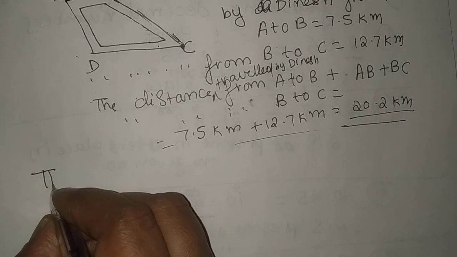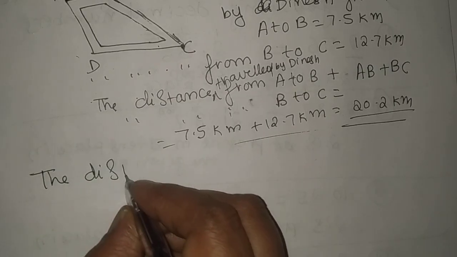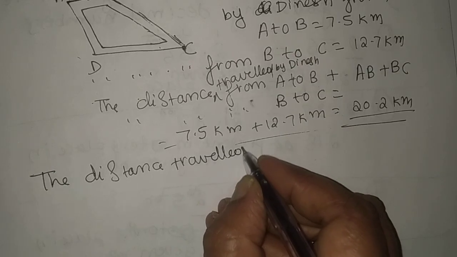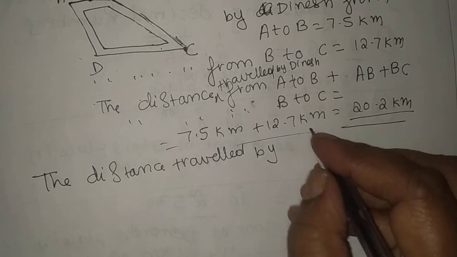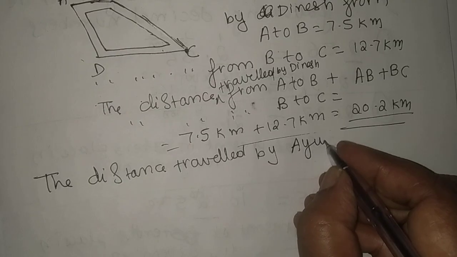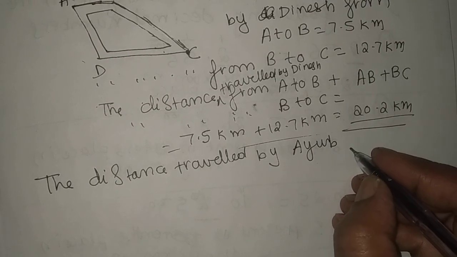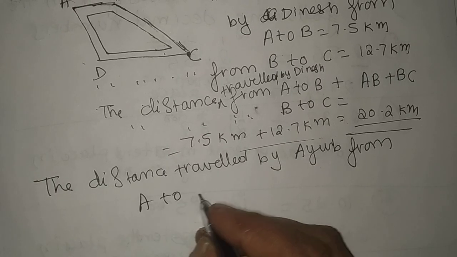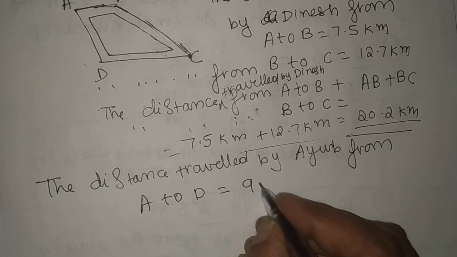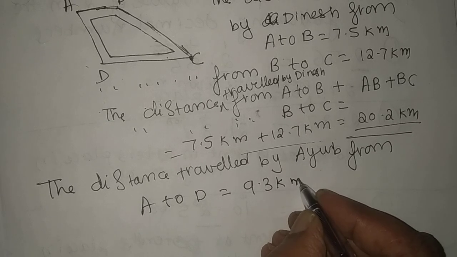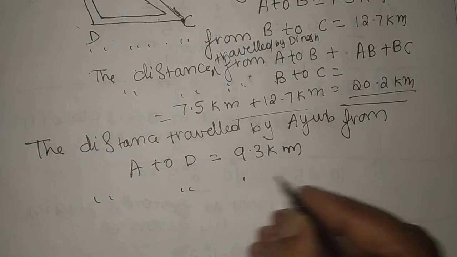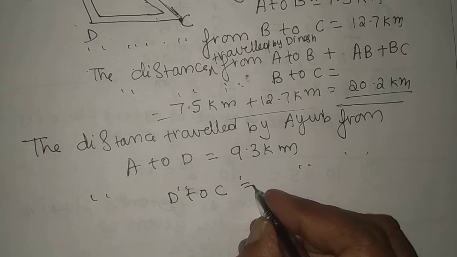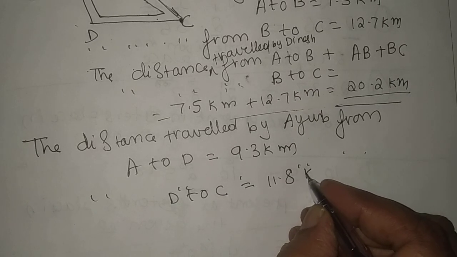Now we'll see the distance traveled by Ayub. One more person is there, Ayub, from A to D. They are given as 9.3 kilometers. Same thing, the distance traveled by Ayub from D to C is equal to 11.8 kilometers.